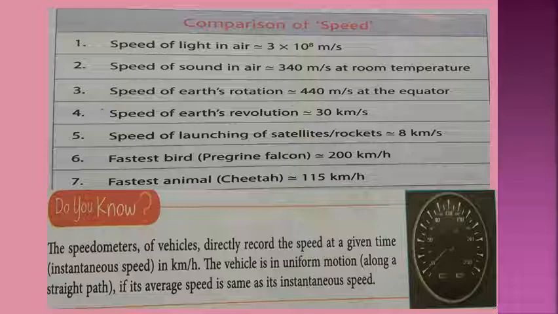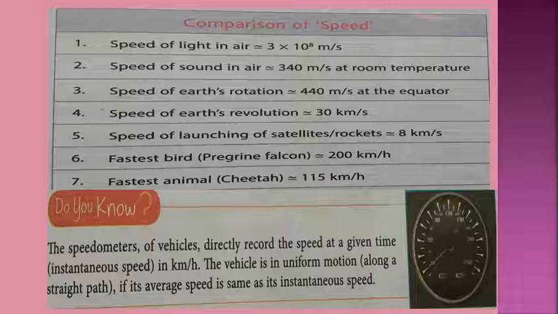Speed of launching of satellites or rockets is 8 km per second. Means you can think what is the speed of the satellites and rockets that we launch. In 1 second the distance covered by the satellite and rocket is 8 km. Now think about which speed is the highest. The fastest bird, the peregrine falcon, has a speed of 200 km per hour, and the fastest animal, the cheetah, is 115 km per hour. So see, this is all the comparison of the speed. Some are too fast and some are slow.